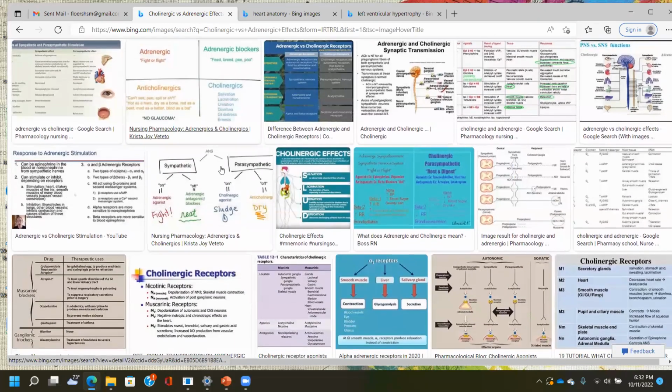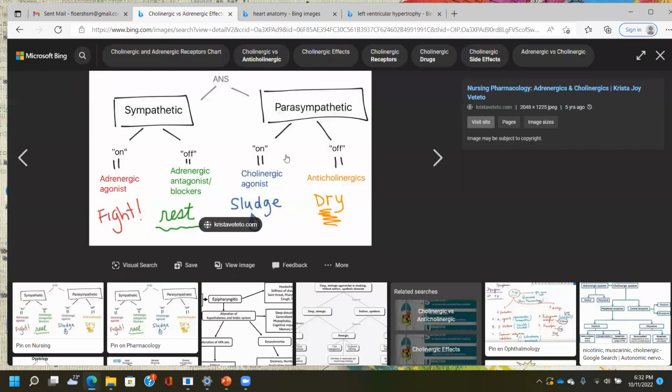That's not it. Okay. So on here, it shows the autonomic nervous system. You've got the sympathetic and the parasympathetic. If it's on, that's your adrenergic agonist. So that's your fight. And if you think about it, that's going to have things like your increased heart rate or your increased blood pressure. So those are all our agonists. And you can write down the medications that you want here. If the adrenergic are antagonist blockers, that's rest. So that's when you're going to have your beta blockers and everything's going to be decreased.